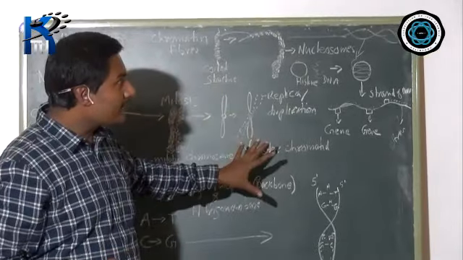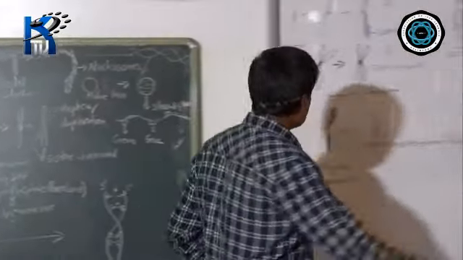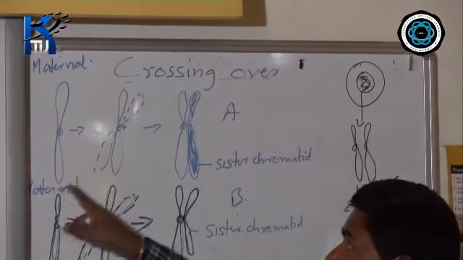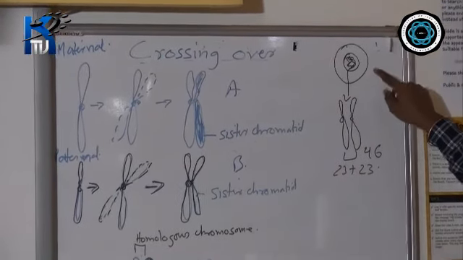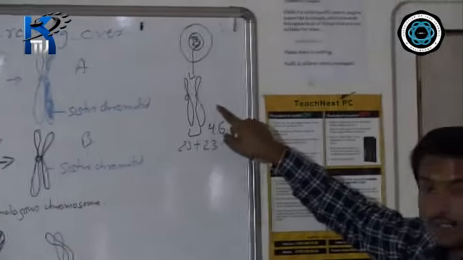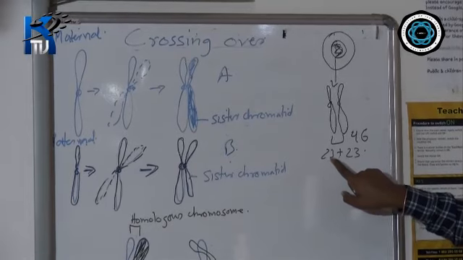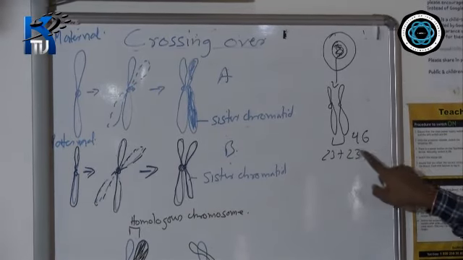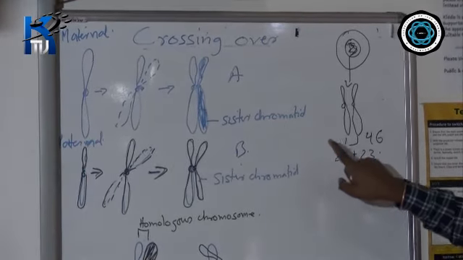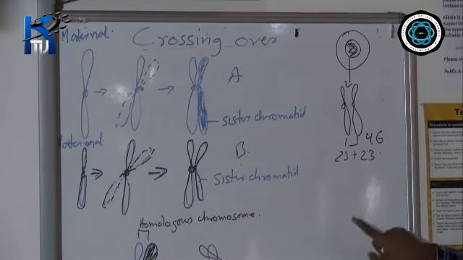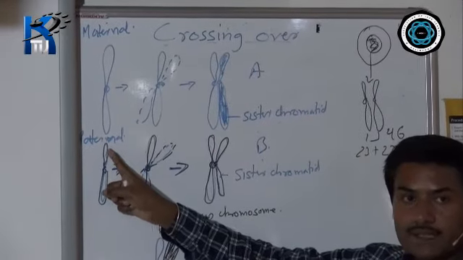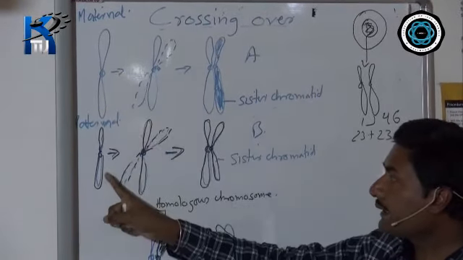Now, let's try to understand what is crossing over. In a cell, there are 46 chromosomes. 46 chromosomes appear in pairs, that means 23 and 23, 46. Now, where is this 23 coming from? This 23 is coming from the father. This 23 is coming from the mother. That means one I will call maternal, the other one I will call paternal. So this is 23 and this is 23.